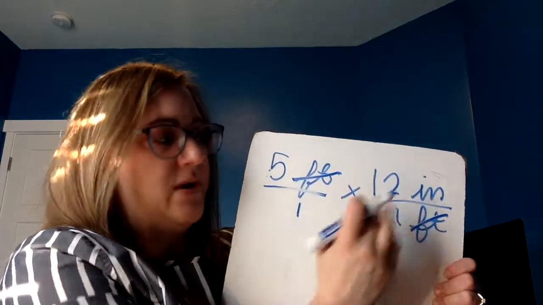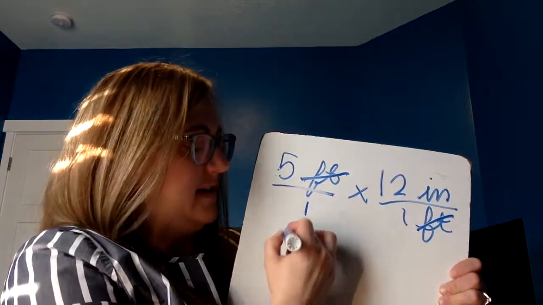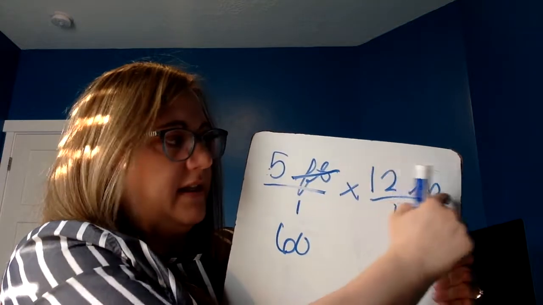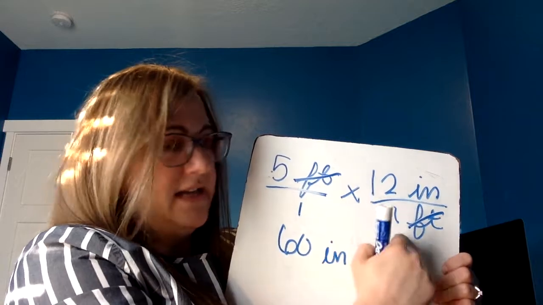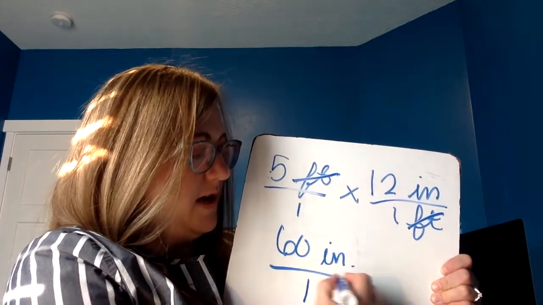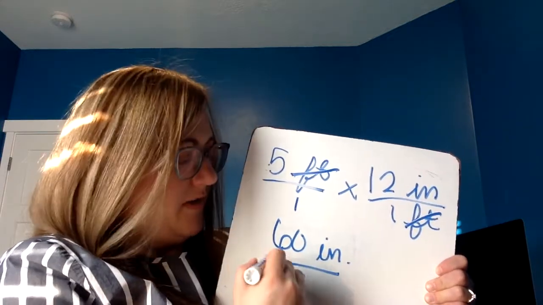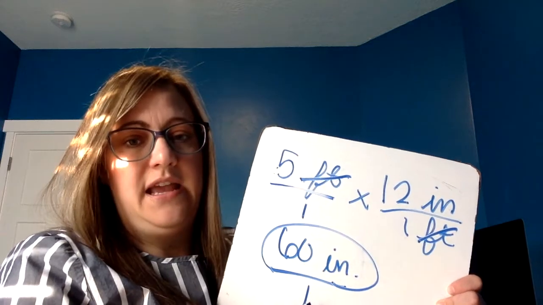So 5 times 12 is 60. We have our label, inches. And we have 1 times 1 equals 1. So we simplify our answer to 60 inches.